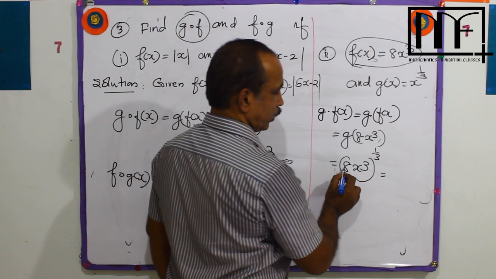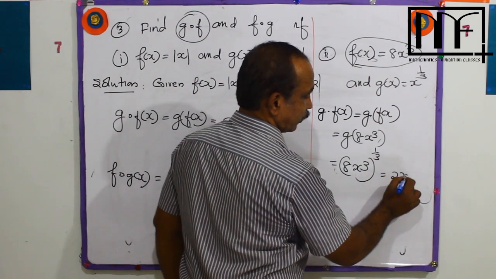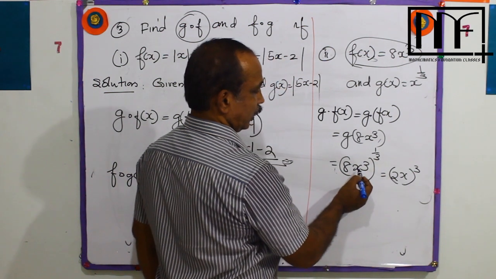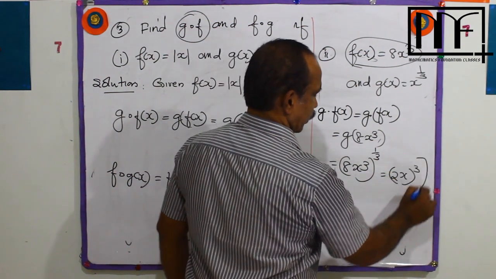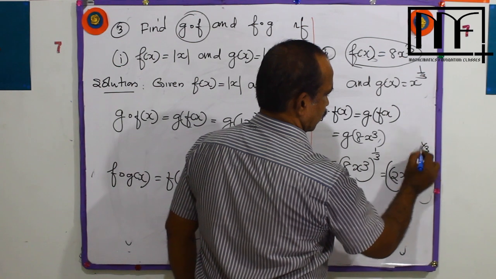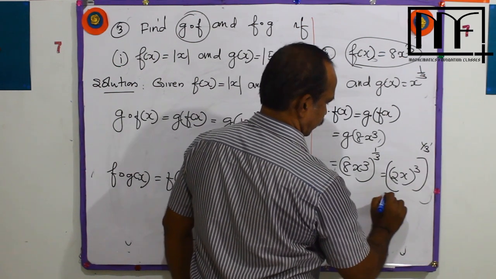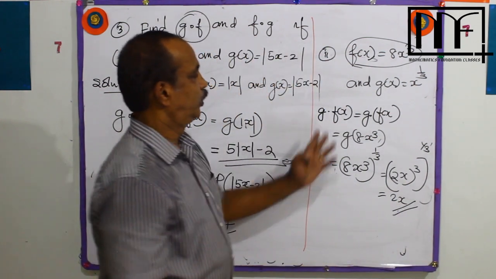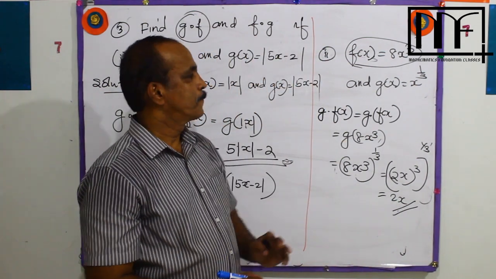8x cube, we know 8 is 2 raised to 3, so which is 2 raised to 3 times x cube. 2 raised to 3 is 8, x raised to 3, the whole raised to 1 over 3. So it cancels, which is 2x. So g of f of x is 2x.